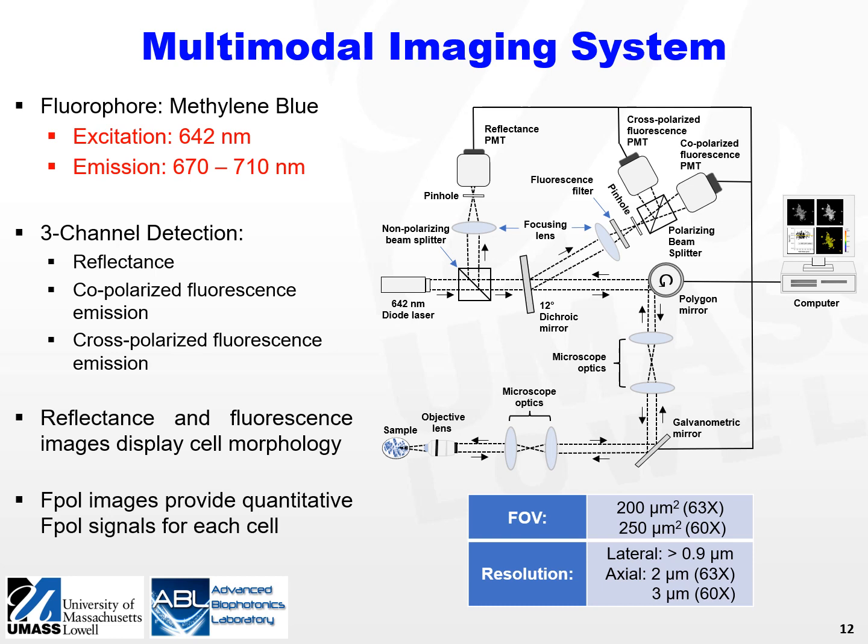When we use the 63x objective lens, the field of view is 200 microns squared. Lateral resolution is better than 0.9 microns, and axial resolution is about 2 microns. The reflectance and fluorescence images display cell morphology, whereas fluorescence polarization images provide the quantitative fluorescence polarization signals for each cell.